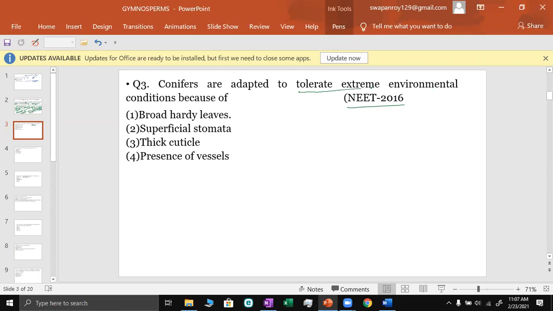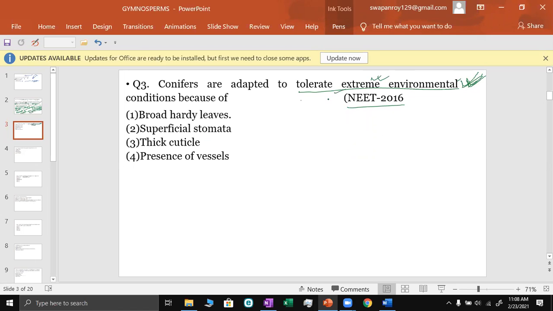That day I told that conifers grow in the colder areas, usually in hilly areas, as you see here also in Shillong. Here rainfall is very good and humidity is quite good, but still they show xerophytic character.